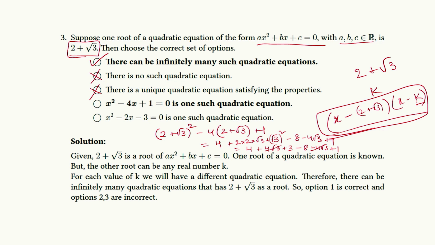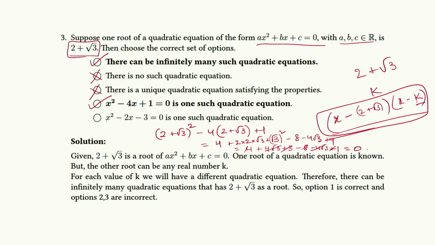4 root 3 gets cancelled. 3 plus 1 plus 4 will be 8 and that 8 will get cancelled. We will get 0. So 2 plus root 3 satisfies this equation. So we can say x square minus 4x plus 1 is equal to 0 has 2 plus root 3 as one of the roots. So this can be true.